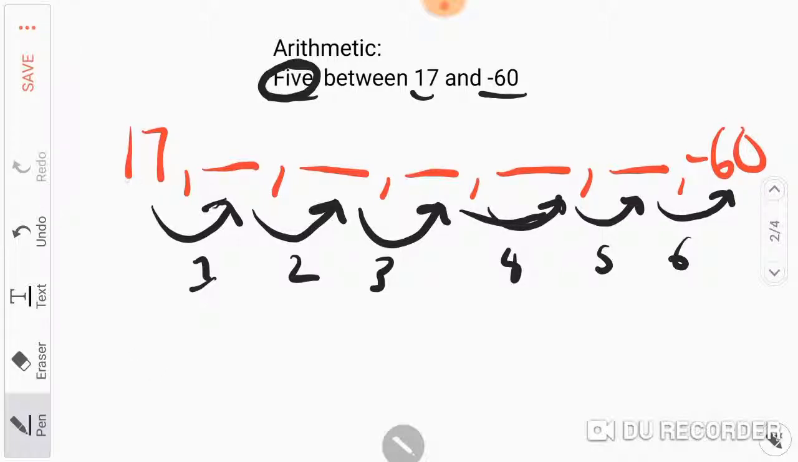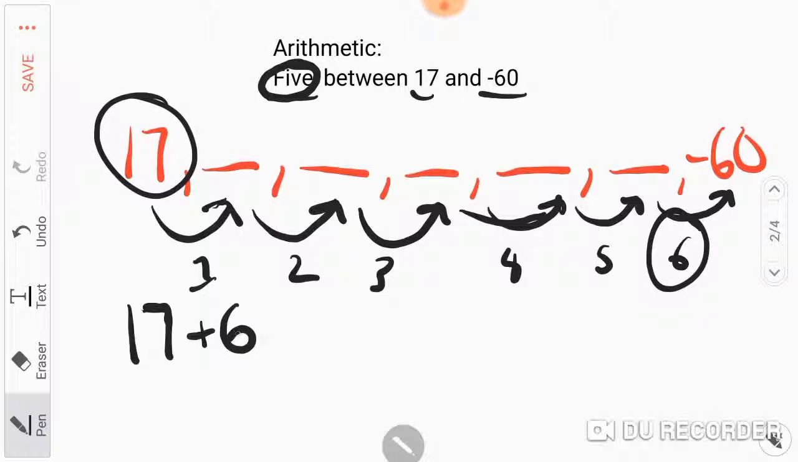So now we're going to take our 17, similar to the first geometric equation, but instead of putting our ratio, or in this case our difference, to the power of how many times we use it, we're going to multiply it by the times we use it, and add it to our first number. So we're going to add it to 17, and we use it 6 times. So we're going to add 6d. D is for the common difference, just like r was for the ratio. And then we're going to make it equal to negative 60.